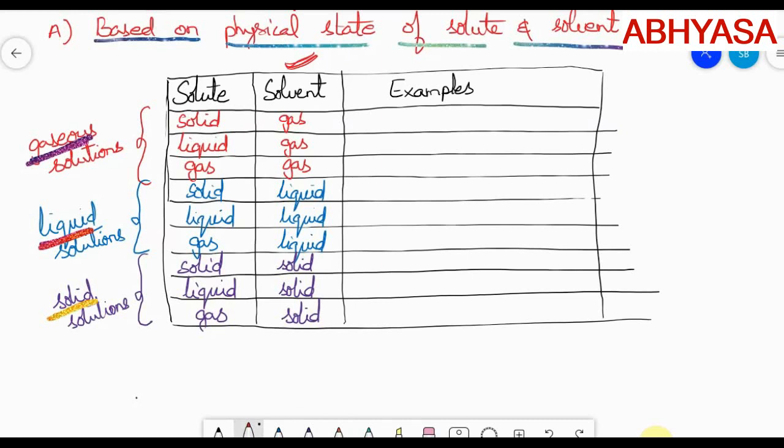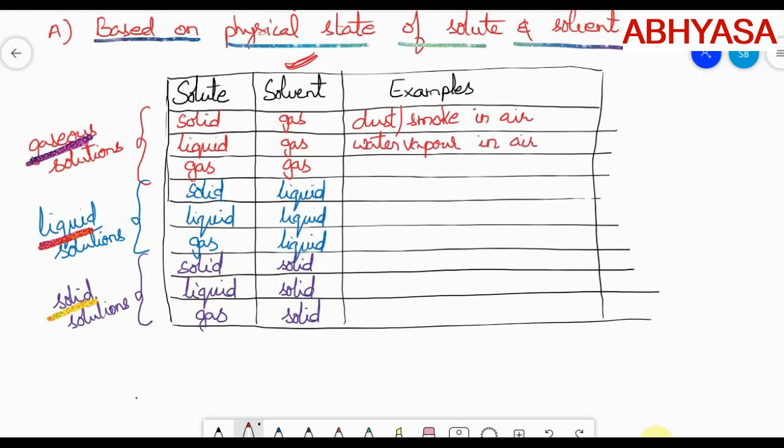Solid dissolved in gas. So the example will be dust or smoke particles in air. That is an example of solid in gas type of solution. Then liquid in gas, we can say moisture or water vapor in air. See, when they use the word water vapor, it means liquid droplets of water in air.